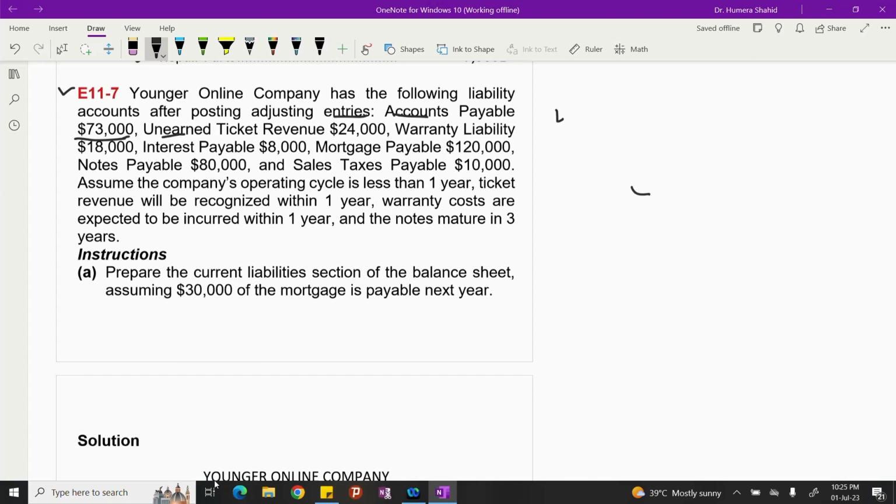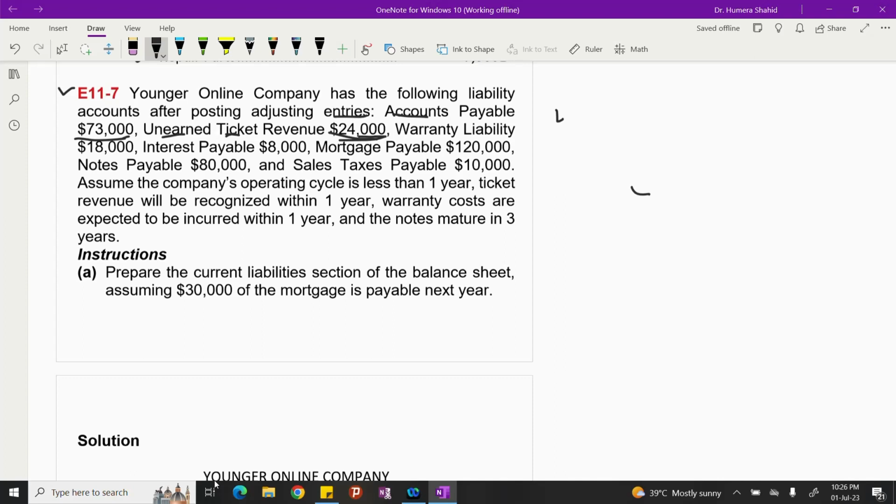On ticket revenue is 24,000. Now it depends, revenue is sometimes current, sometimes non-current, because if you have collected the revenue for more than a year, then in that case that's non-current. So we need to further identify that this on ticket revenue is current or non-current. If nothing will be mentioned, we will assume that this is current because this chapter is about current liabilities.